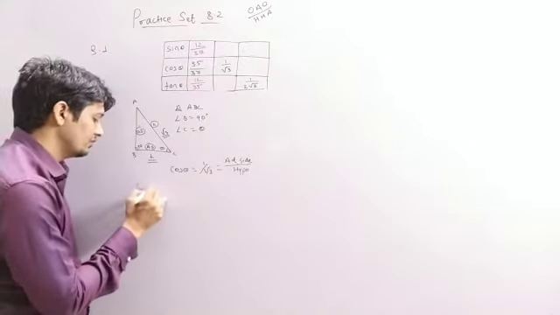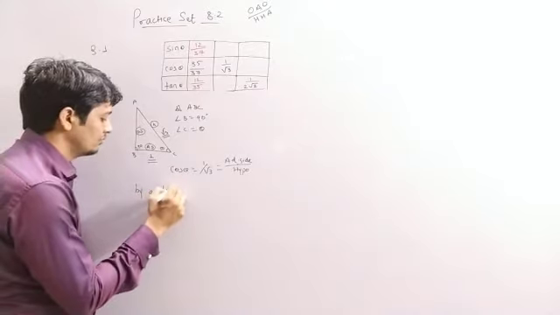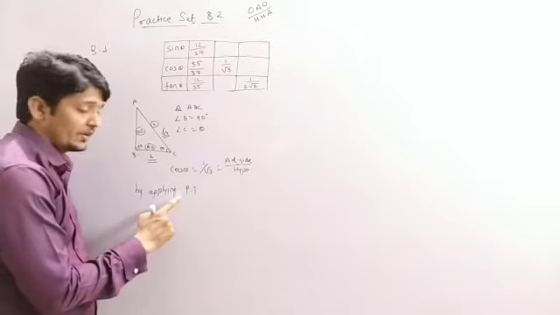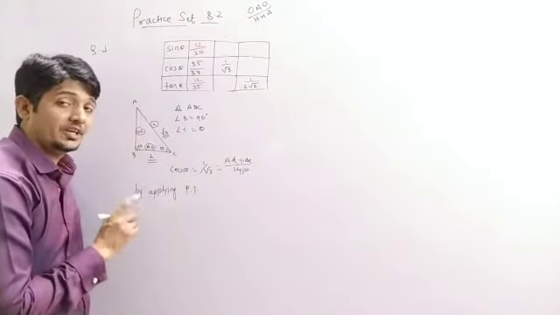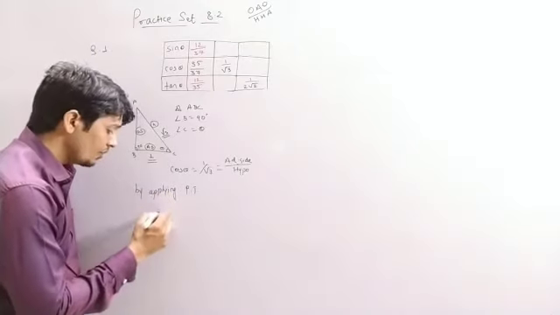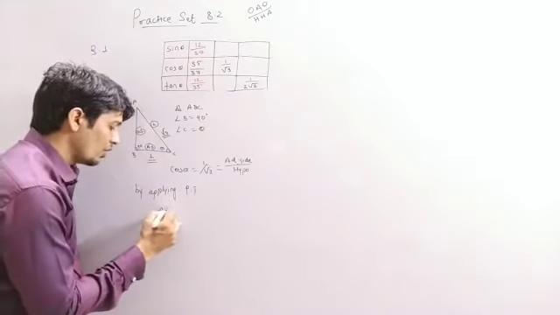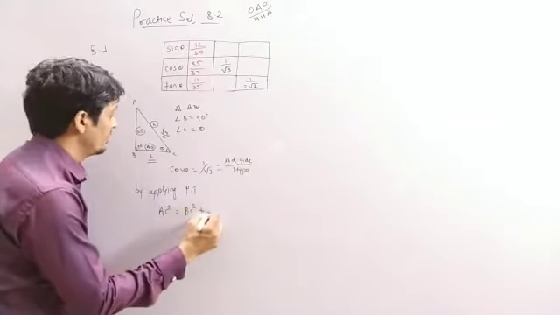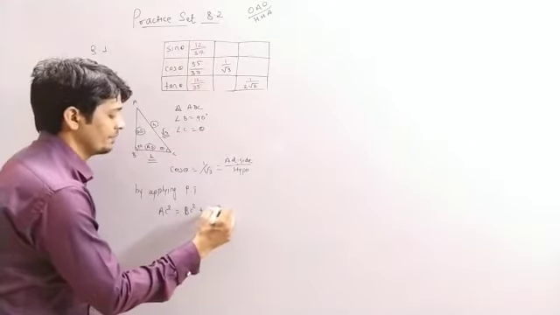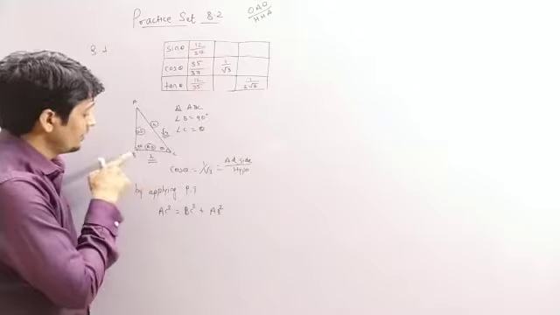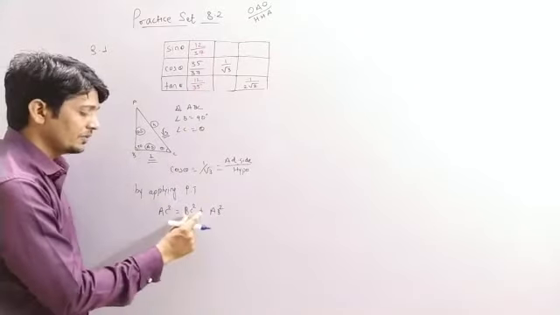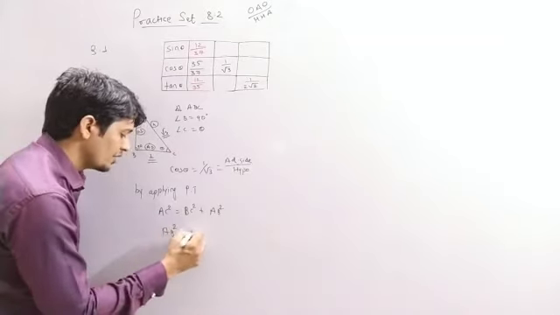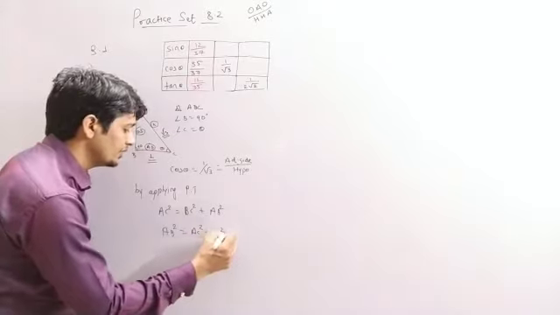So by applying Pythagoras theorem, I am writing PT, but you have to write the full Pythagoras theorem. We know the Pythagoras theorem is square of AC equals square of BC plus square of AB. So we have to derive the value for AB. That means we have to transfer BC to the other side. So we can write AB square equals AC square minus BC square.